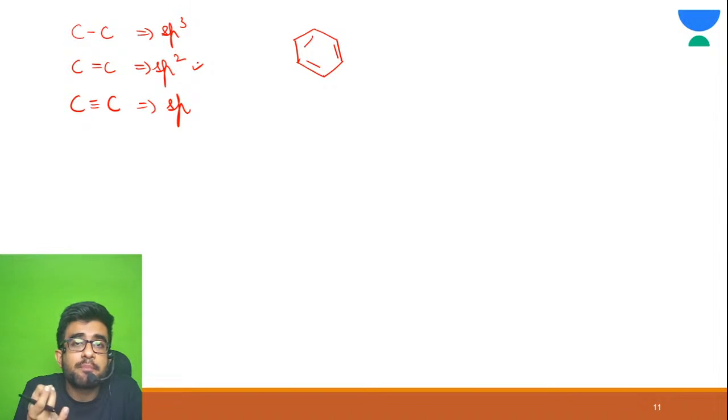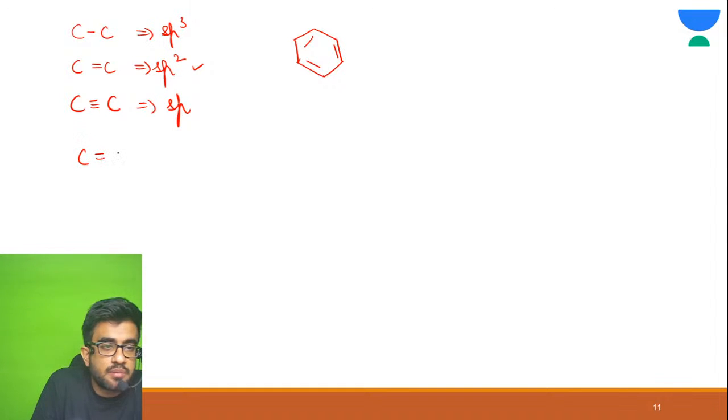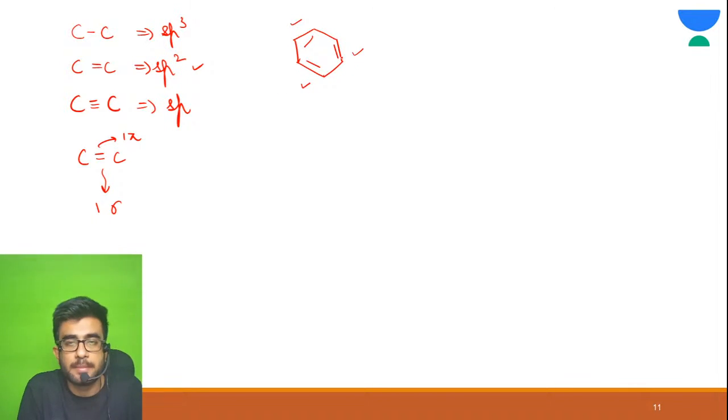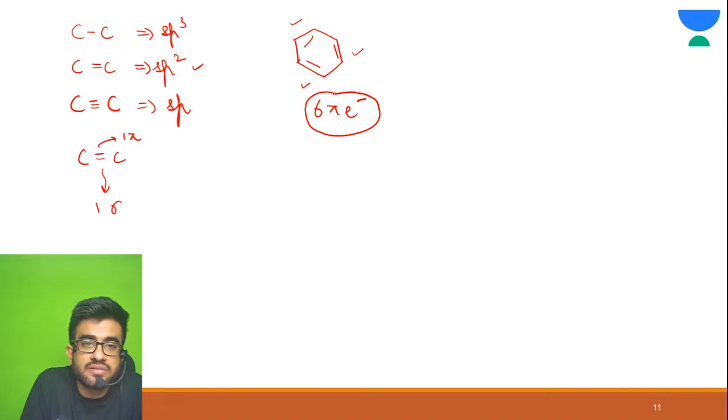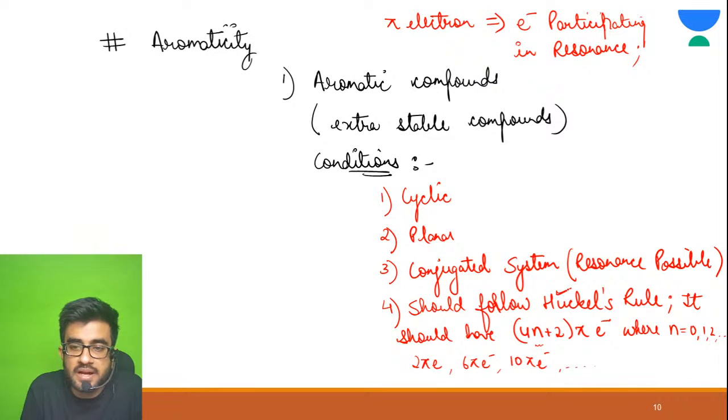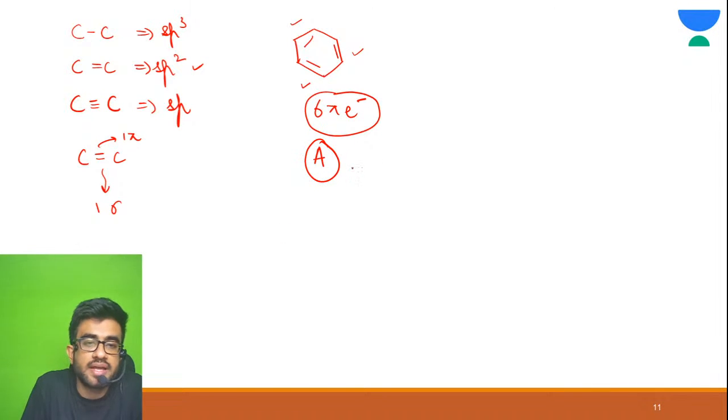Let us calculate pi electrons. How many pi bonds are there? 3 pi bonds. If there is carbon double bond carbon, it has 1 sigma and 1 pi bond. So here it is a pi bond, here it is a pi bond, and here it is a pi bond. So 3 pi bonds means how many electrons? 6 pi electrons, because one bond is equivalent to 2 electrons. Now 6 pi electrons means it is following Huckel's rule. So all 4 conditions are true, so it is aromatic. A is for aromatic.